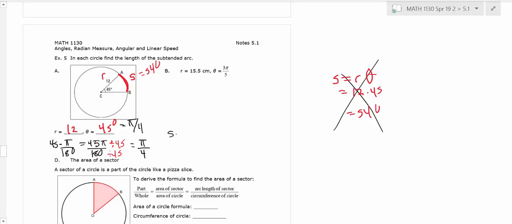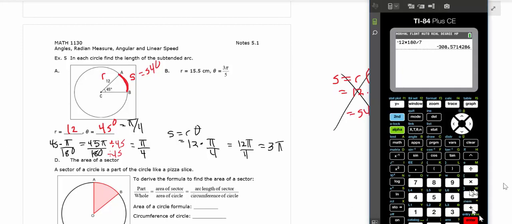So now we have S equals r theta. The radius is 12 in this problem. The angle is pi over 4. Now you can go through and reduce that. If you multiply straight across, you get 12 pi over 4, which is 3 pi. I'm going to take my calculator because I want to make sense of this problem with a decimal. If I just do 3 times pi, using my pi key on the calculator, I get about 9.4.